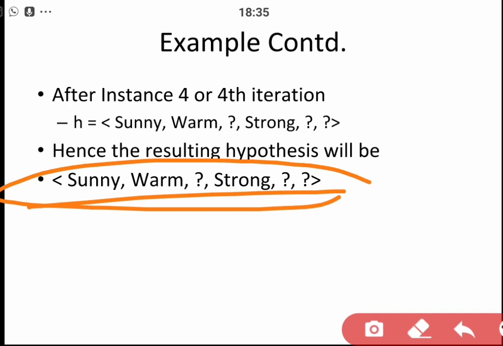So our target function, we don't know what our target function is, but we assume that our hypothesis is approximating our target function. That helps you to judge whether you are going to enjoy your sport or not, right? So this is how we are going to design our FindS algorithm. I hope it is easier to implement in Python also.